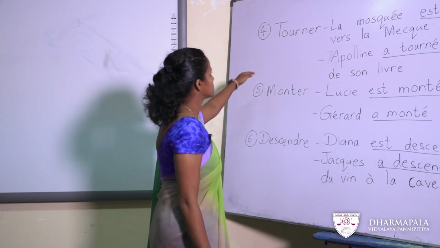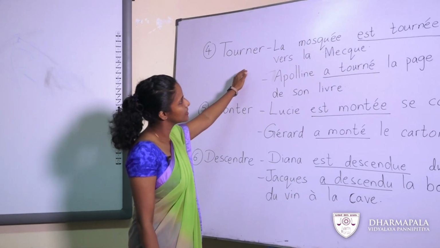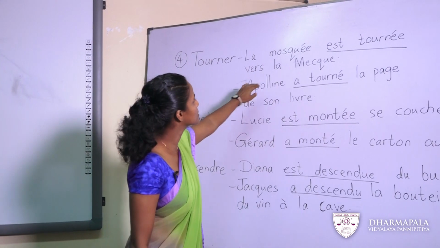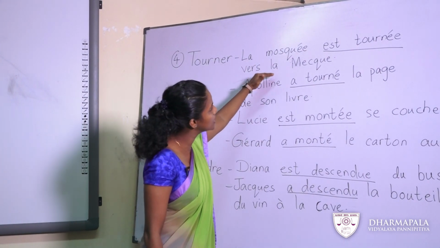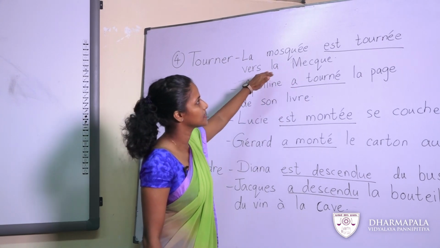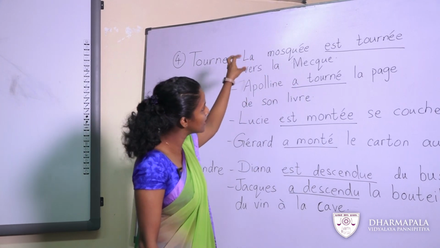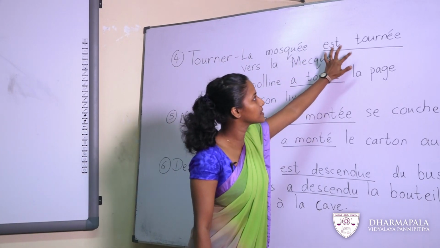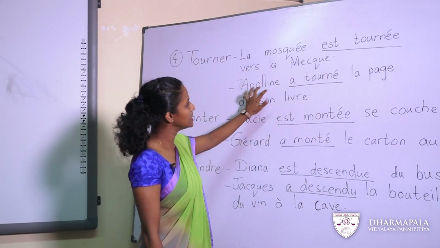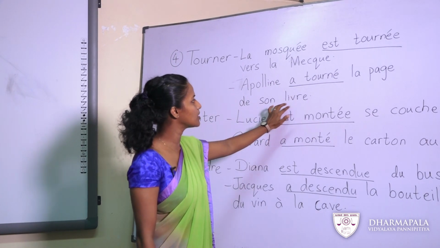Okay. Now, the fourth verb is tourner. La mosquée est tournée vers la Mecque. Here the mosque is turned towards Mecca. That means the mosque itself is turning towards. So that we have used être with the verb. Apolline a tourné la page de son livre.